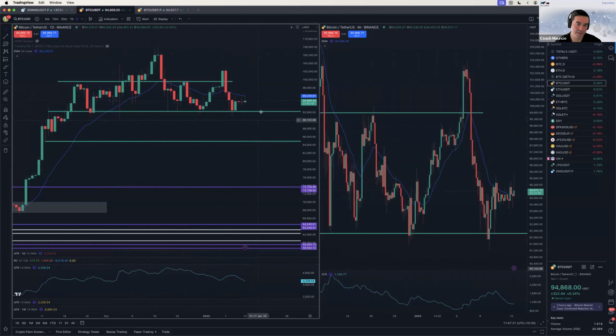Well, but the thing though is, if we lose this level, what could be the next level, right? If this level is broken, imagine people that are actually going long here. Where do you think the stop loss is going to be? Roughly at about here, right? About the 90K. What do you guys think?